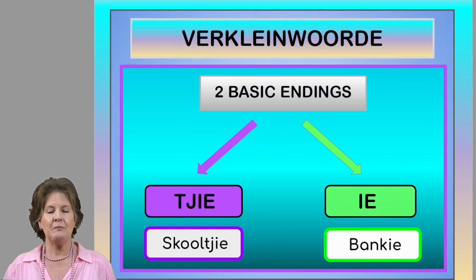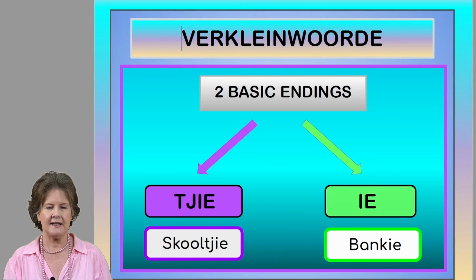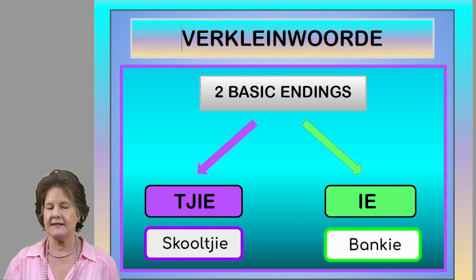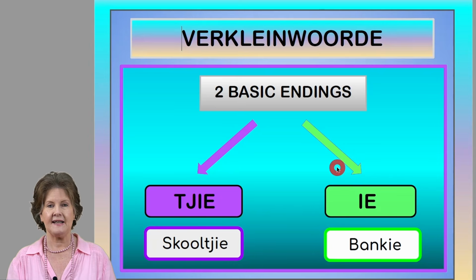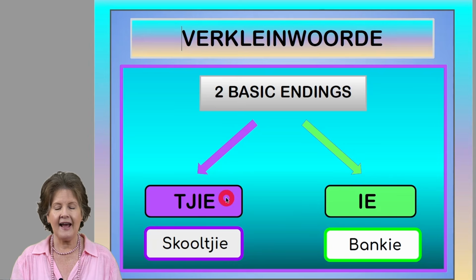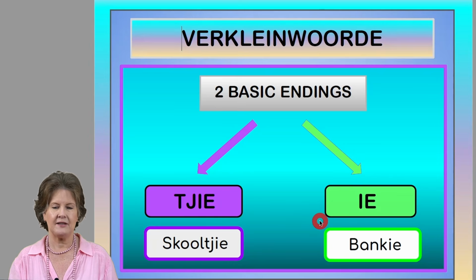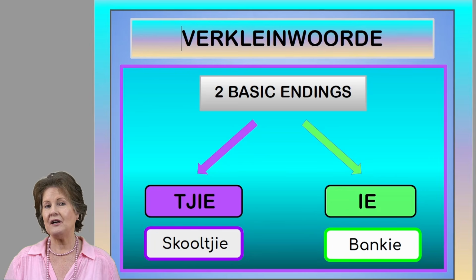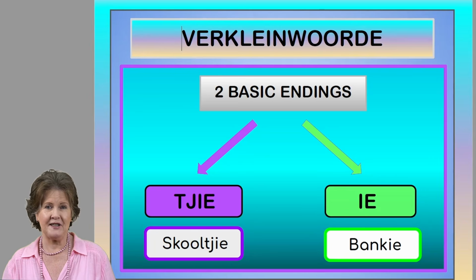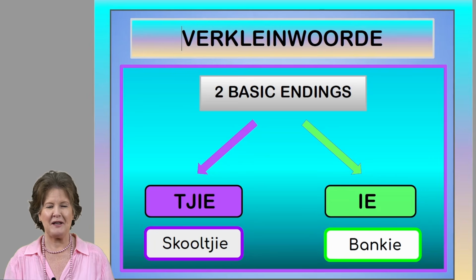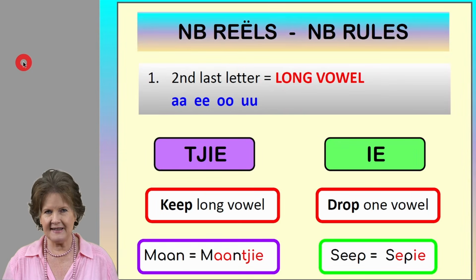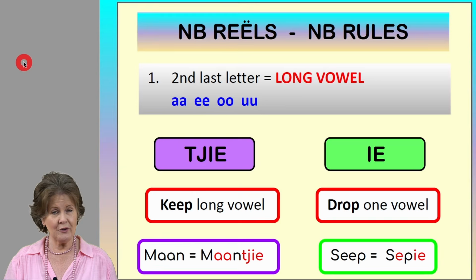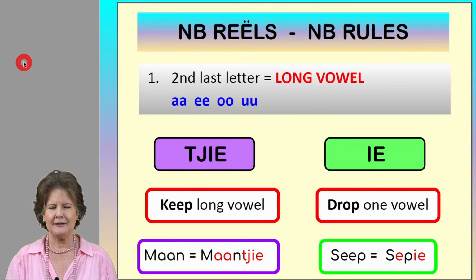So remember, in plural we had three basic endings, the S, the E and the TE. But now we have these two basic endings, the TJIE and the IE. I gave you some examples there. Now I'm going to teach you yet another 6 rules, but this time how to make a word small. Okay, the first rule is exactly the same as in plurals, but just slightly different.